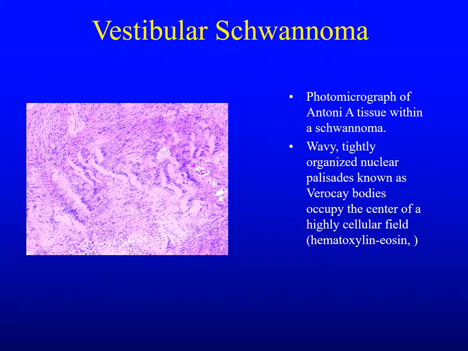And this is our histopathology of the schwannoma. Once again, I would ask you when you get into the pathology lab to take a look at the specimen. But it classically shows Antoni A tissue within the schwannoma. You can see these spindle-like nuclei, or what we call palisades of Verocay bodies, which occupy this very dense cellular field.